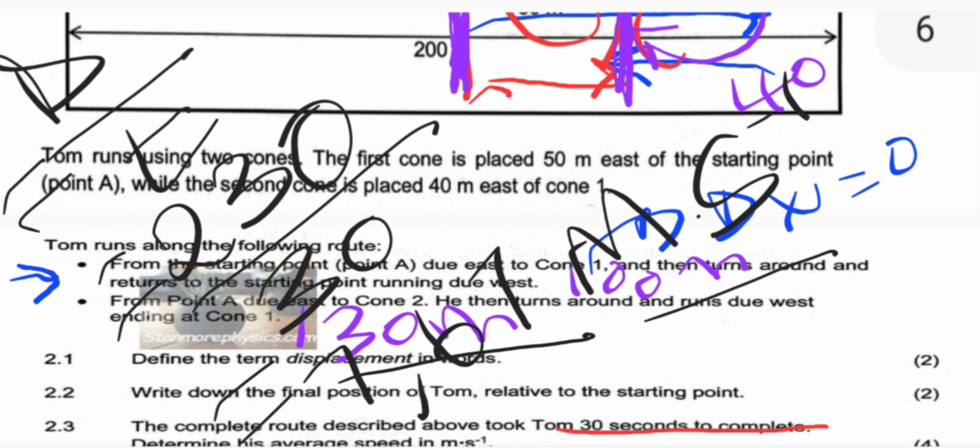So let us understand that speed is a scalar. It is equal to distance over time. The distance was 230 meters. The time was 30 seconds. And all in all, we have 7.67 meters per second. That is how much he has covered every second. Or 7.67 meters for every second.